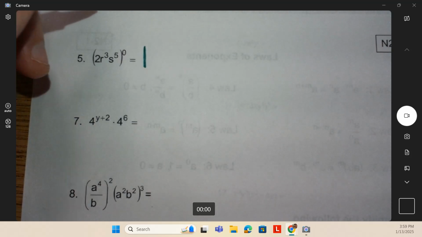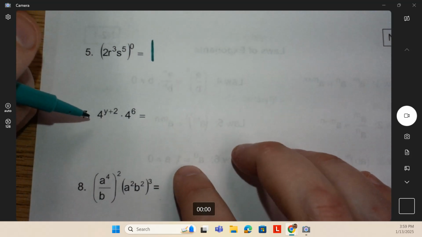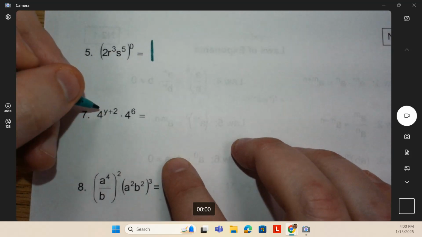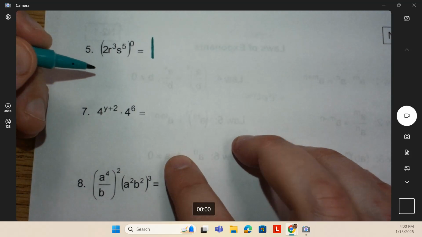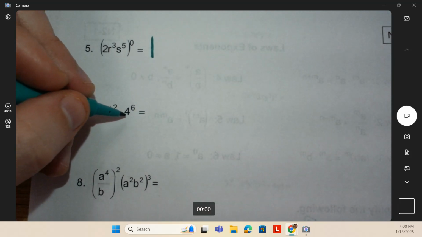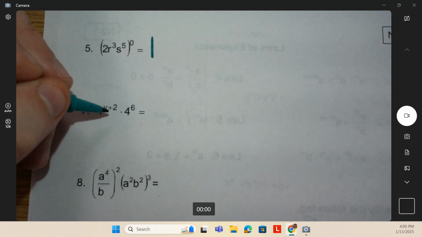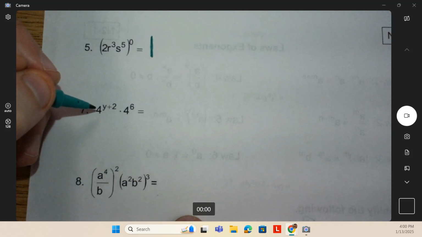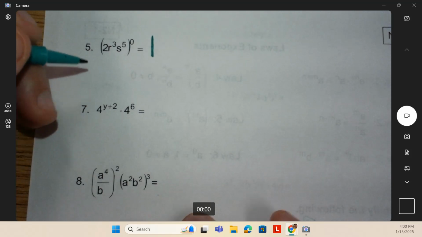Okay, on number 7, I get into something a little bit different. So normally I'd look and say, oh, there's a 4 there, and so I can find an actual answer to this. But for this one, I've got a y plus 2 in my exponent. Now I could get 4 to the 6th and get an answer to that. But I'm actually able to simplify this a little bit more if I combine these exponents rather than doing 4 to the 6th and saying that's multiplied by 4 to this power.